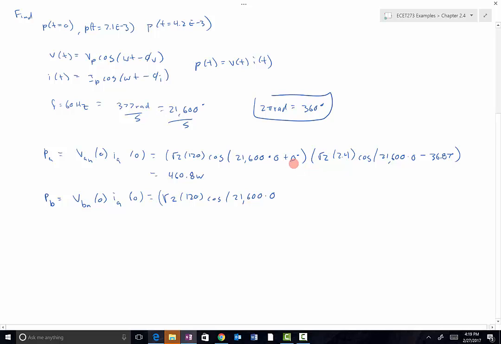Now, the phase shift for B is going to be different. Remember that the voltage on phase B lags the voltage on phase A by 120 degrees. Now we need to do the same for the current. Current on phase B is going to lag the current on phase A by 120 degrees, so that's going to be minus 156.87. And so throw that into your trusty TI-89, you're going to get 264.85 watts.